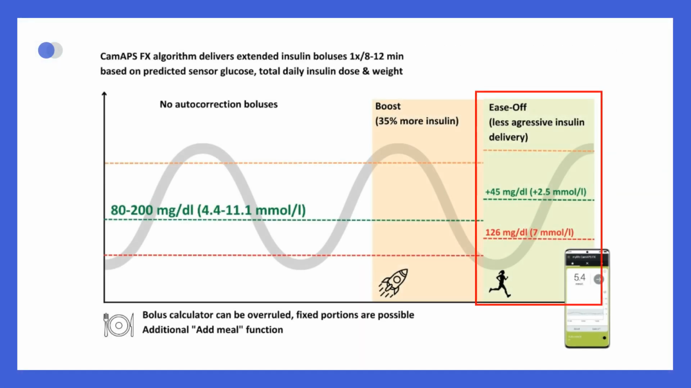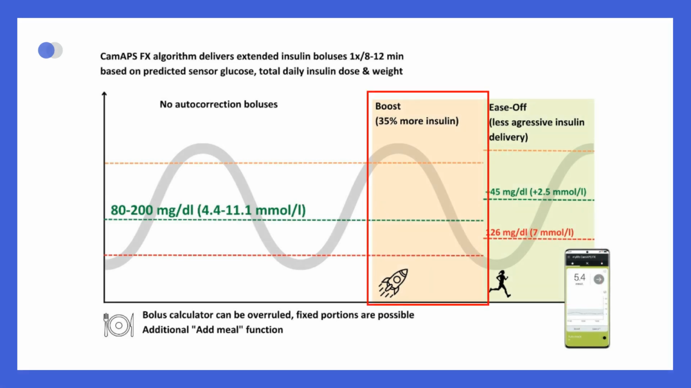Ease off. With the optional ease off feature, users can temporarily receive reduced insulin delivery. It allows for an adjustable duration of up to 24 hours. During ease-off, the target value increases by 45 mg per deciliter, or 2.5 millimol per liter. Insulin sensitivity increases by 50%, and insulin delivery stops when glycemia reaches less than 126 mg per deciliter, or 7 millimol per liter.